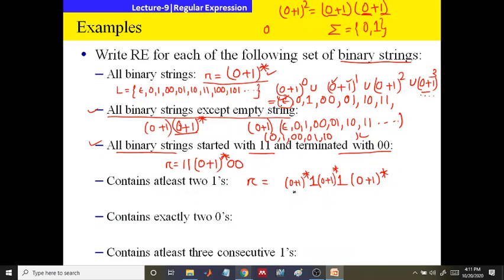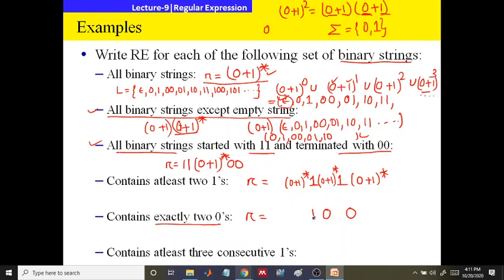Right? So this is the regular expression for representing all the binary strings that contain at least two ones. Okay. So now what we have? Contains exactly two zeros. Two zeros means the regular expression should be 00. So it contains exactly two zeros.